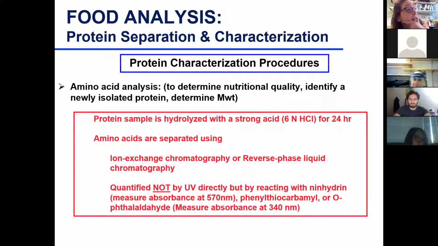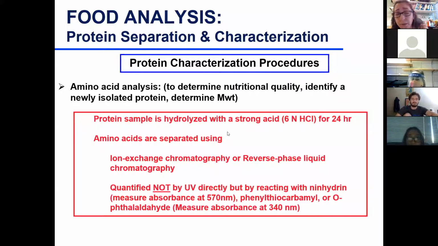So if we look at amino acid analysis to look at the composition and the different amounts of essential amino acids, what we want to do is hydrolyze the protein into amino acids. So we want to break all the peptide bonds so that we free the amino acids, then we analyze the concentration of each amino acid.